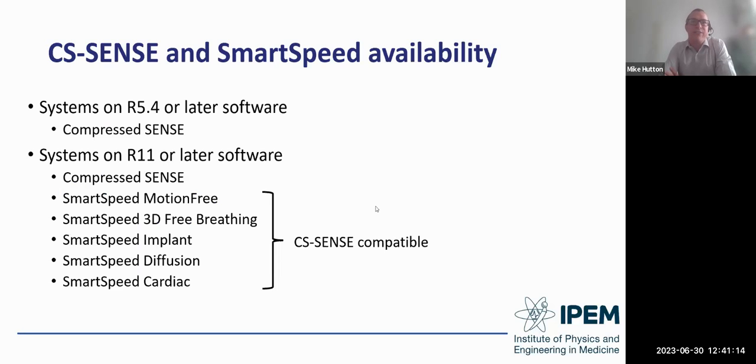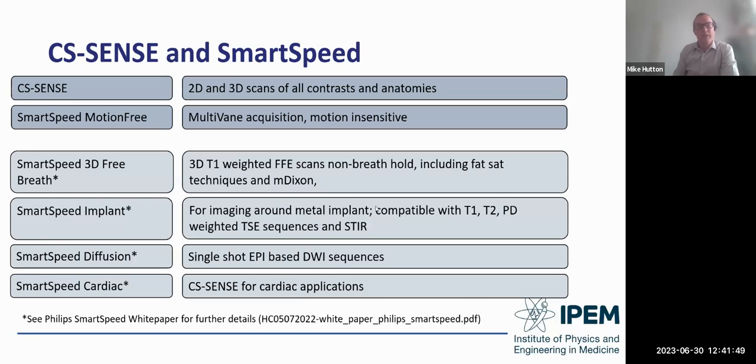So availability of compressed sense and SmartSpeed across Philips systems. So firstly, if you're in release 5.4 or later, you can have compressed sense. So you may have it on your scanner already, or it will be available to buy. So that's compressed sense for Cartesian acquisitions only. If you're in release 11 or later, so release 11 was released towards the end of 2022, you can have compressed sense for Cartesian acquisitions, but also these SmartSpeed options as well, which allow you to apply compressed sense to these acquisition techniques. So looking a bit more at these different techniques, firstly, compressed sense.